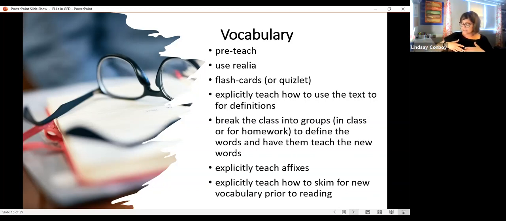And this will help them prevent having to stop at each new word in order to figure out what the meaning is before moving on. So looking at the words ahead of time, not just the glossed words, and then going back and trying to use the text to define them.